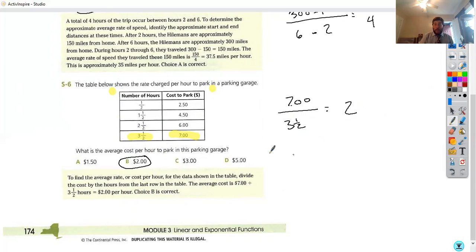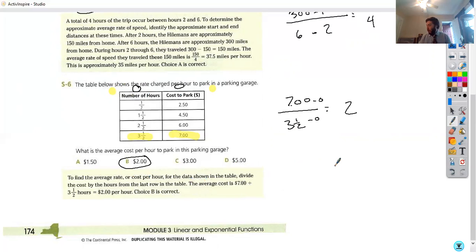Now, if you're wondering how we get this 7 over 3 1/2, right? At the beginning, before you park there, we have 0 and 0. So we can just go through, and this could be 7 minus 0 over 3.5 minus 0, but we can kind of skip that part there, divide it, and get $2.